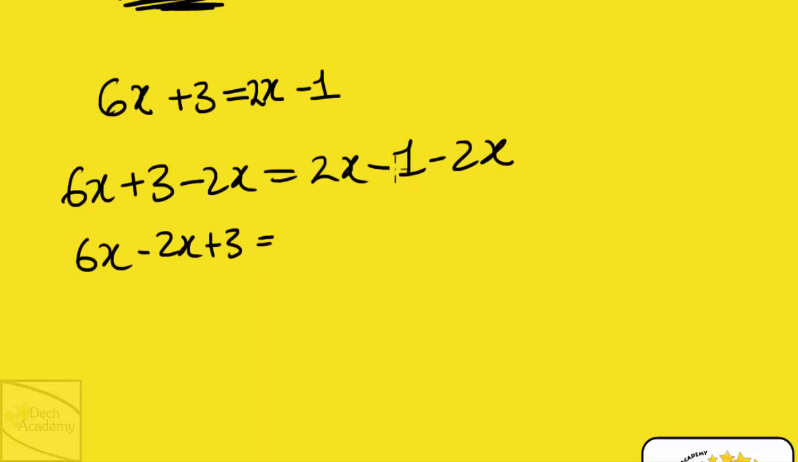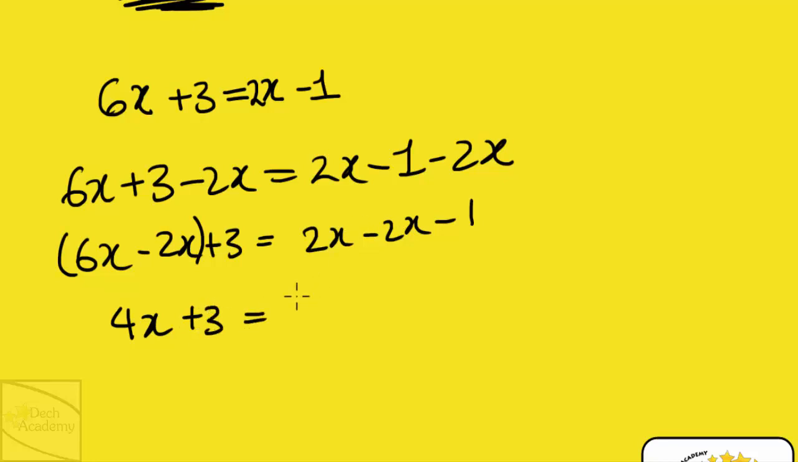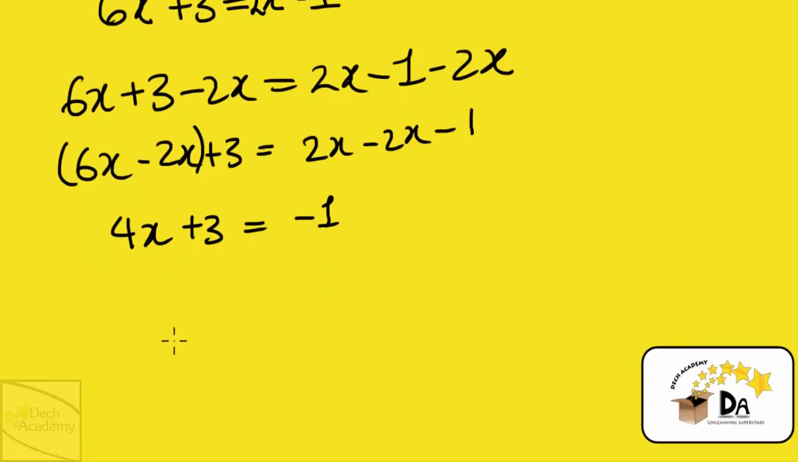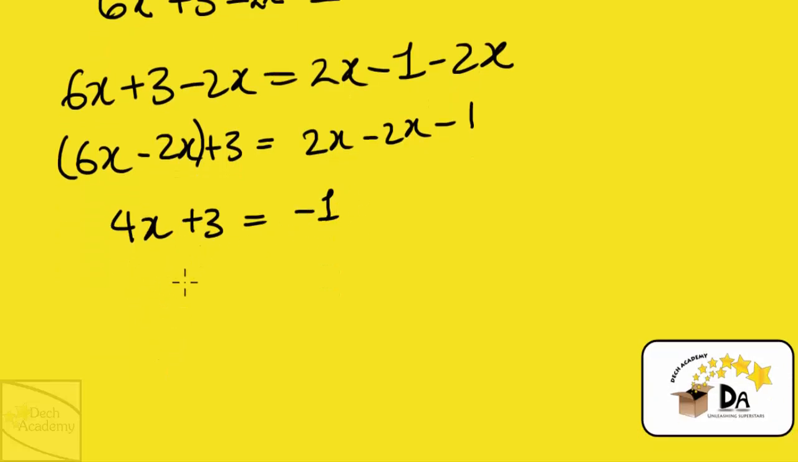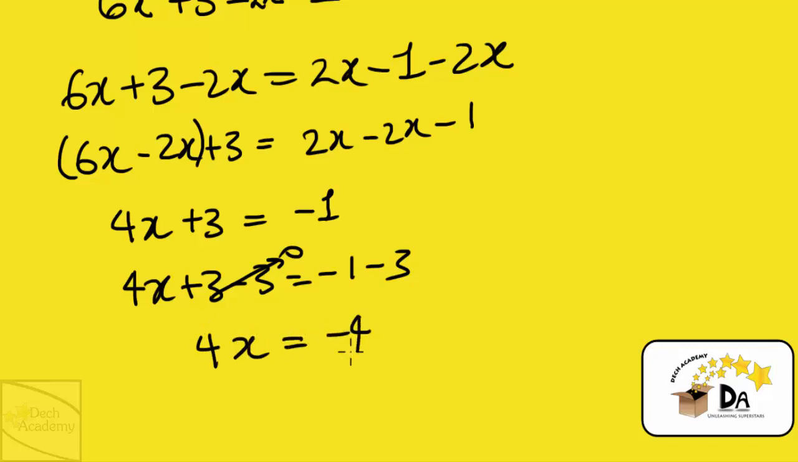Also here you can rearrange these two terms to swap minus 1 with minus 2x, just the positions, to give this. So now you can see that 6x minus 2x is 4x, that plus 3 equals 2x minus 2x is 0, so all we have is just minus 1 left. Now, taking 3 to the right hand side, or subtracting 3 from both sides, so as to get rid of the 3 on the left hand side, gives this. As you can see, 3 minus 3 is 0, so that gives 4x equals minus 1 minus 3, which is minus 4.